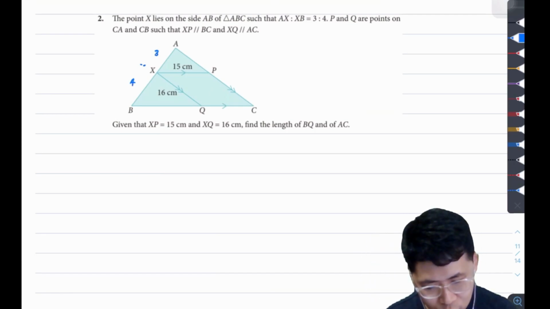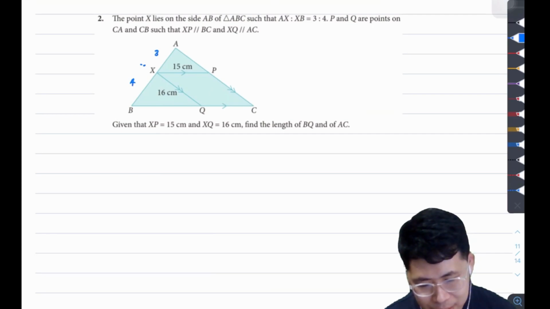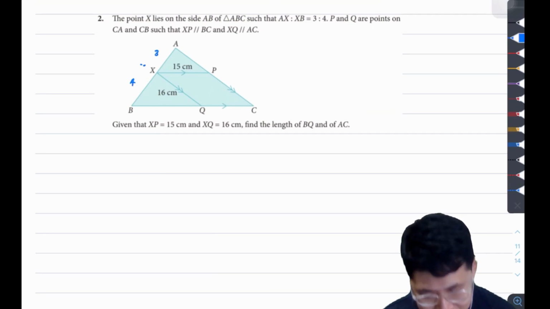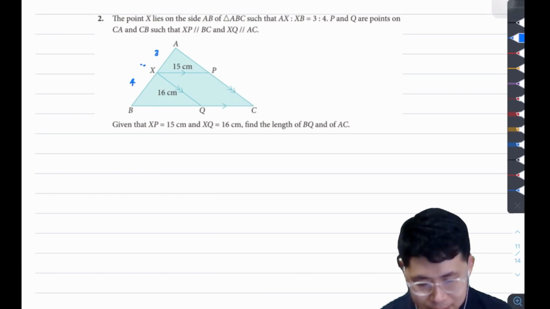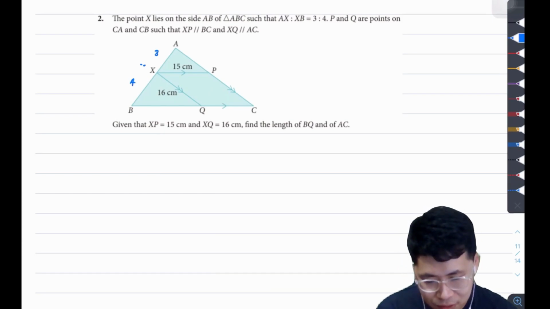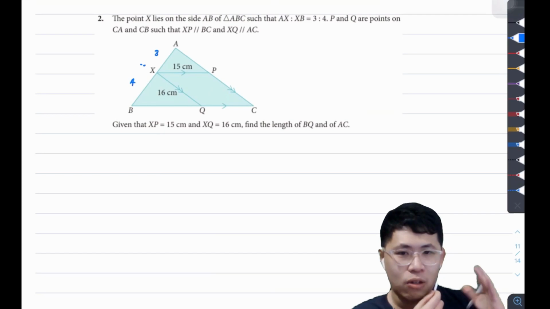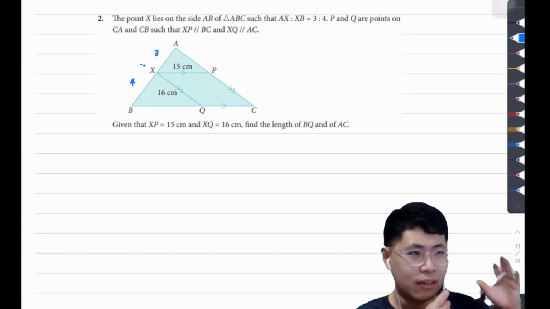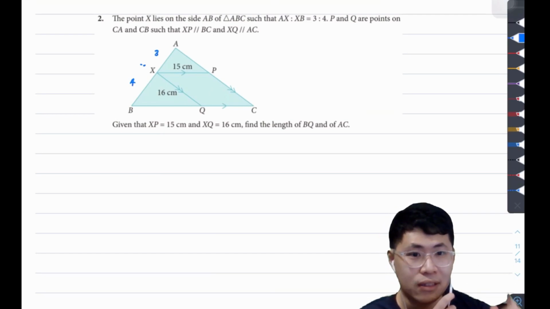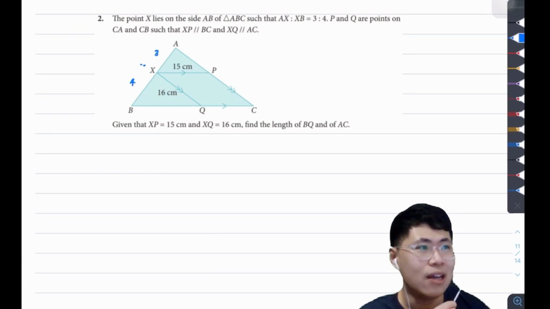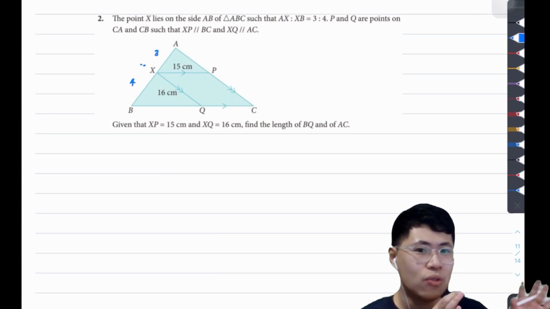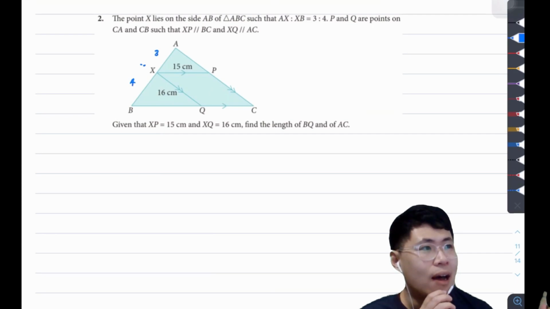Then P and Q are points on CA and CB such that XP is parallel to BC and XQ is parallel to AC, right? So we give XP 15, XQ 16, find the length of BQ and AC. Okay, sure, but before we look at this, in terms of ratio, we need to show that this triangle is similar first. So what I need to do is, let me show the obvious one.